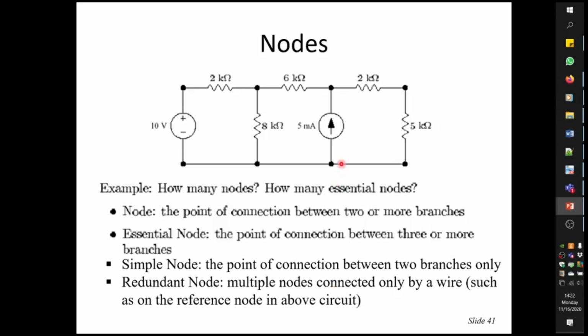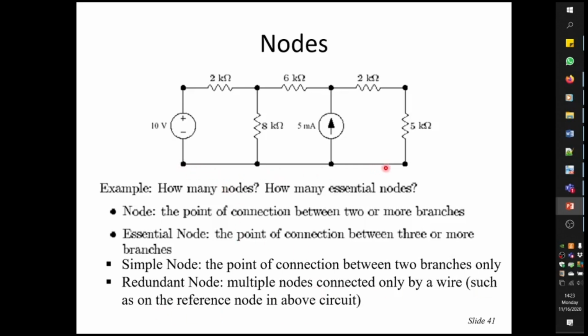Yes, you can say there are 8 nodes, but 3 of these 4 nodes over here are basically just a single node. 3 of them are redundant nodes. Redundant basically means repeated nodes. Redundancy is repetition. If you look at the definition of a redundant node, it is multiple nodes connected only by a wire, such as on the reference node in the above circuit.